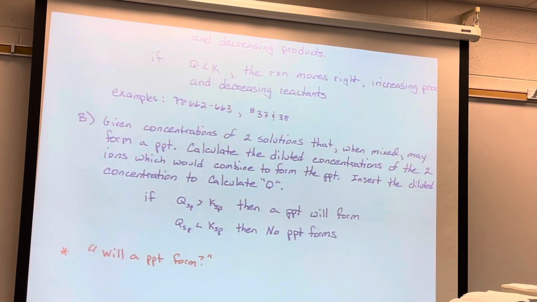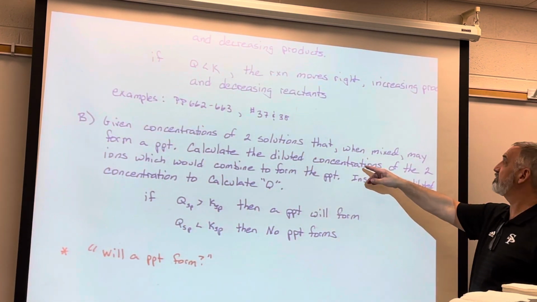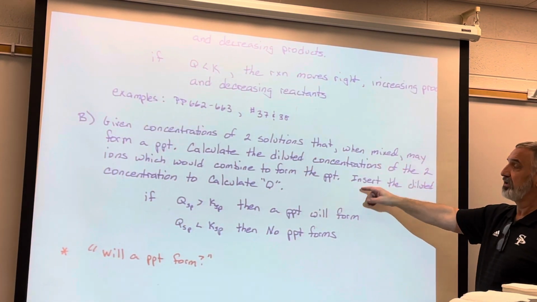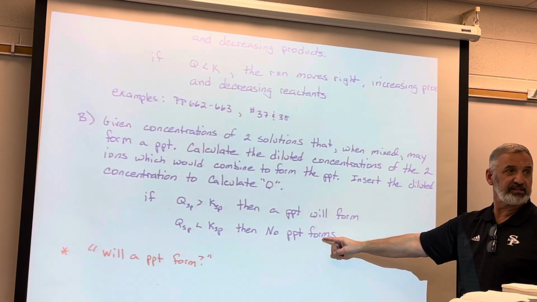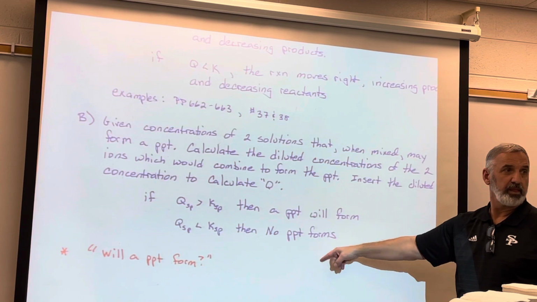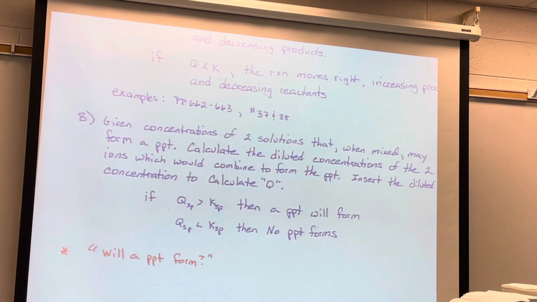Okay? So given concentration of two solutions, this is what we just did. Is Q greater than KSP? These are the ones we did at the beginning of class. Will a precipitate form? That's your other Q problem. So the first Q problem is, is the system at equilibrium? If not, which way will it go? Which way is it going to move to reach equilibrium? And then the second one is, will a precipitate form?